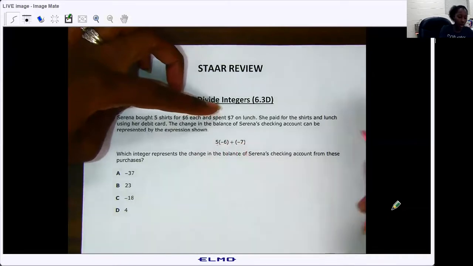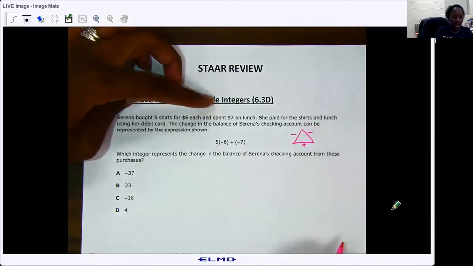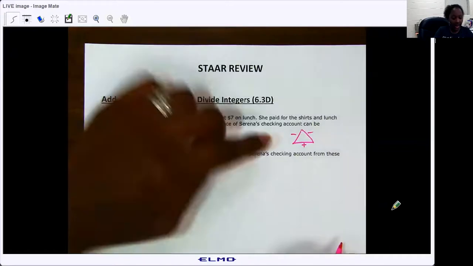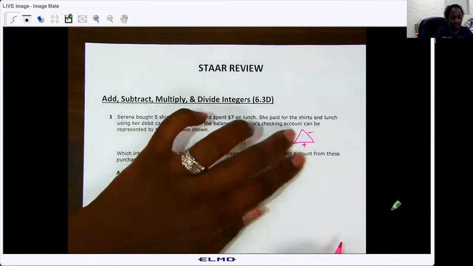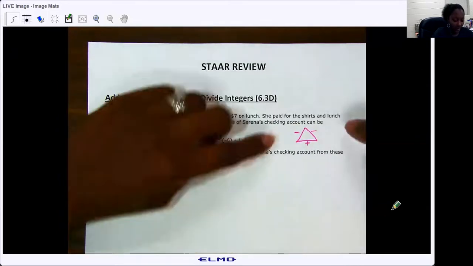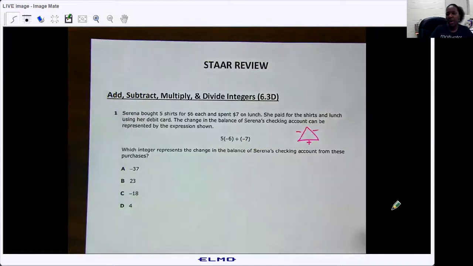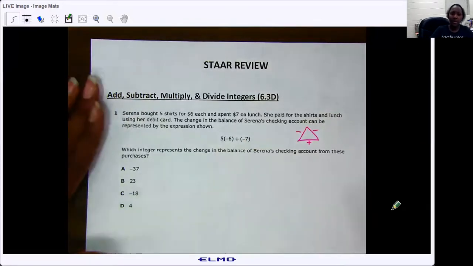So remember our sleepy triangle: negative, negative, positive, right? If I am multiplying or dividing a negative and a positive, then my answer will be negative. If I'm multiplying or dividing 2 negatives, my answer will turn to a positive, okay? If they're both positive, they stay positive. All right, let's take a look.